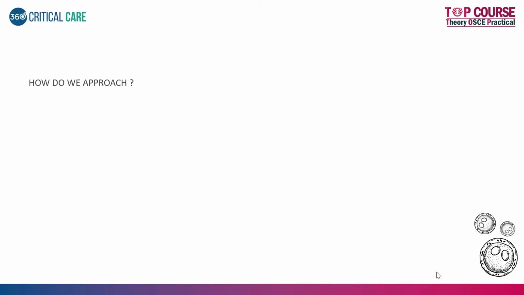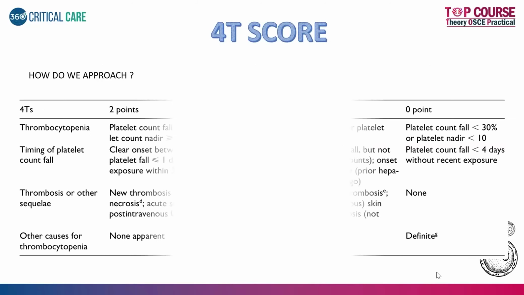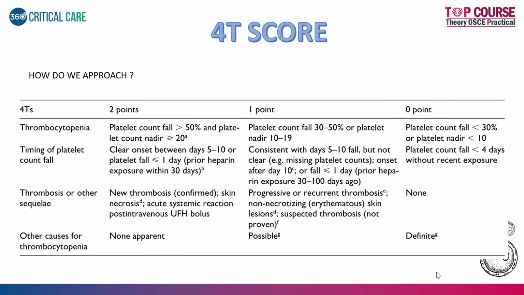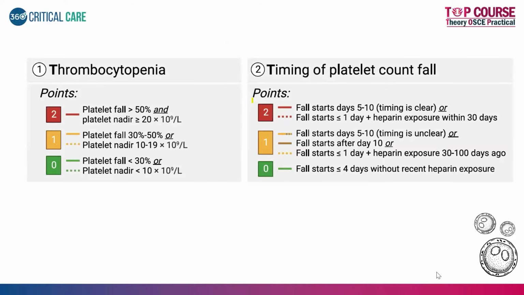So how do we approach? Always we have a clinical suspicion followed by an objective assessment, and the objective tool that we use for HITT is the 4T score. What are the components of the 4T score? We all know it's thrombocytopenia, timing of platelet count fall, thrombosis, and we have to primarily rule out all the other causes of thrombocytopenia. So all these constitute the 4T score. Coming to the individual parameters, how do we score them? Usually 0, 1, and 2 is the scoring. 2 is the highest and 0 being the lowest.